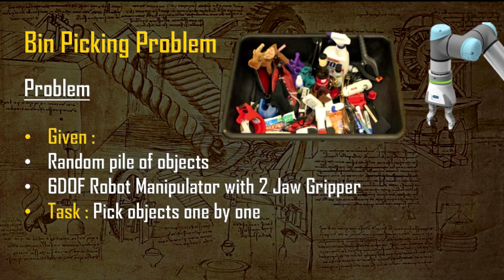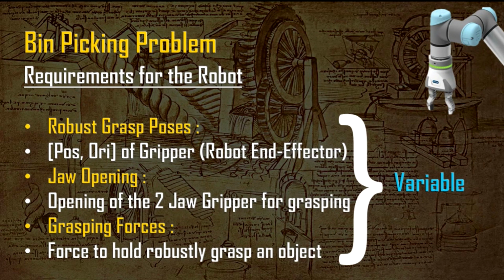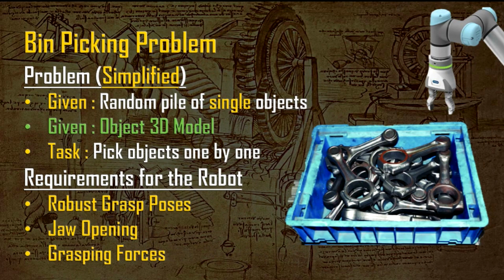As you can see, for our particular problem there is a variety of objects, and this adds to the complexity of the problem, because the grasp poses would be different for each of the objects. The jaw opening would be different, the grasping forces would be different, and this could be a research problem in itself. So let's try to simplify this problem and understand a very simple case study, because we are kind of going about it from the beginning right now.